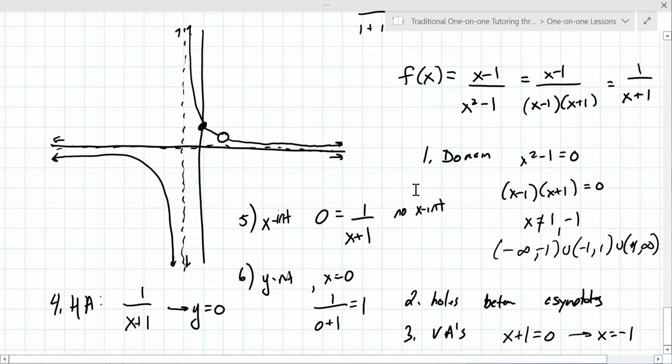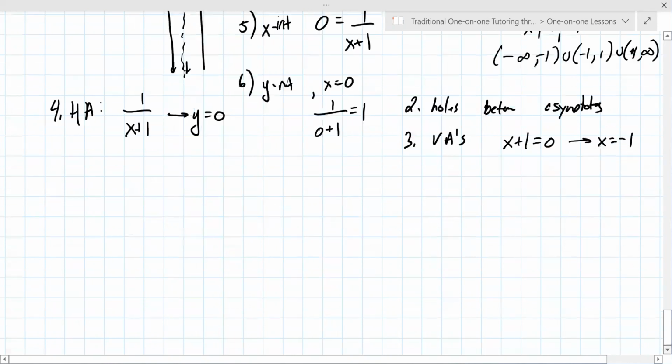Yeah, it feels like a lot. But when you do this a bunch of times, you're like, all right, domain leads to holes and vertical asymptotes. You get your horizontals, then you get your x and your y intercepts, and you connect the dots. Okay, not an impossible thing here.